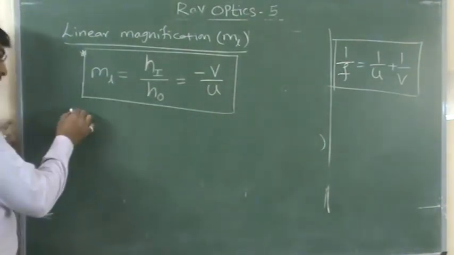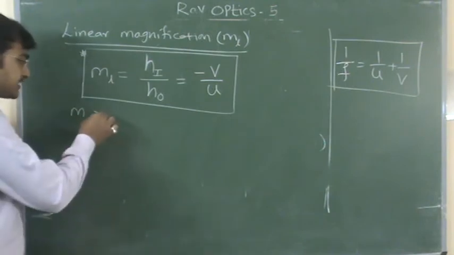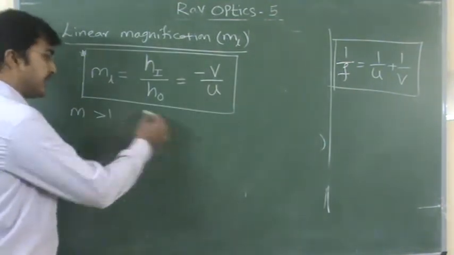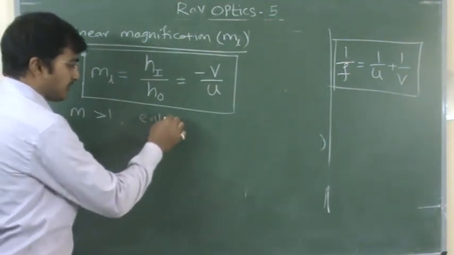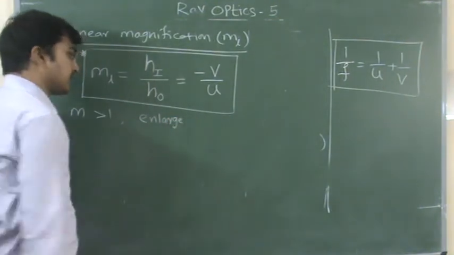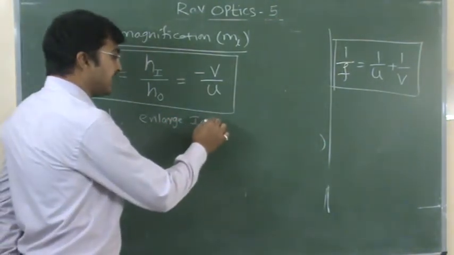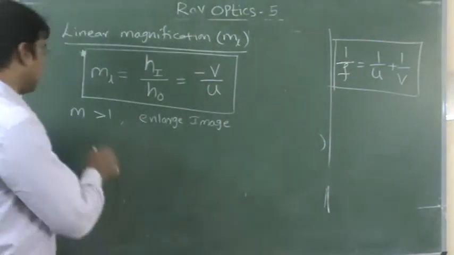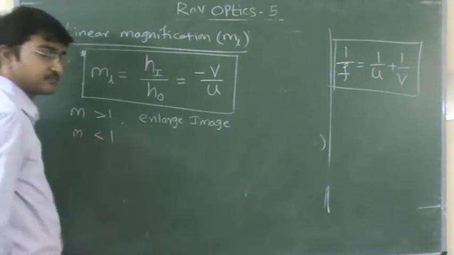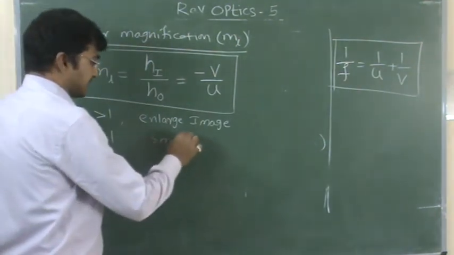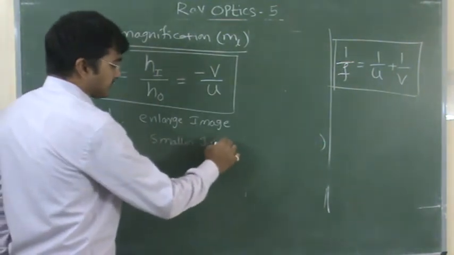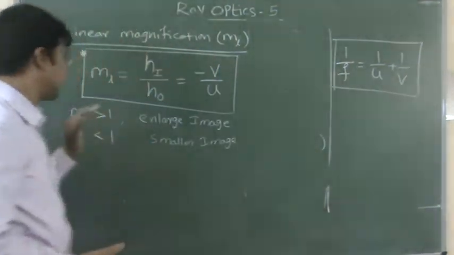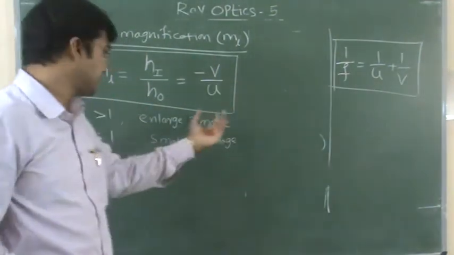And here are the points. If linear magnification is greater than 1, this m value is greater than 1, then it is an enlarged or bigger size. So you will see the enlarged image if m value is greater than 1. If m value is less than 1, it is a smaller, diminished image.